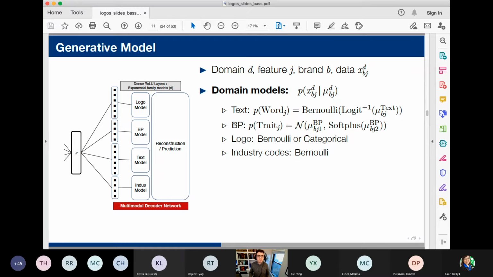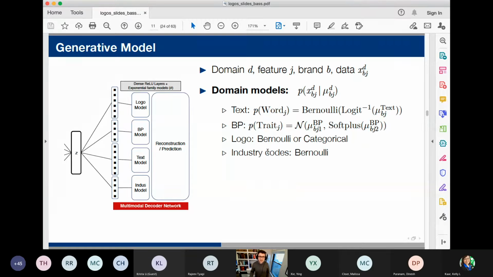Similarly, for brand personality, since this is a numeric trait, we model this with a normal distribution. Again, a super simple assumption, where that distribution has a brand- and trait-specific mean and a brand- and trait-specific variance. And so on for any of the different data types and the different domains that we have.